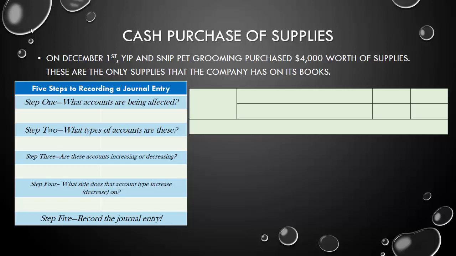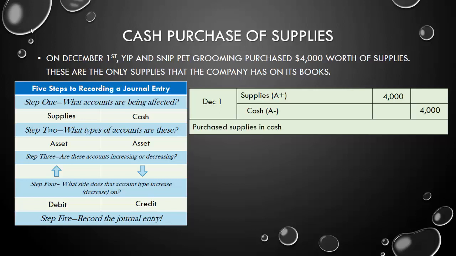What are we buying? How are we paying for it? Well, we're buying supplies and we are paying in cash. Both of these accounts are assets. Supplies on our books is going to be increasing because we're purchasing more supplies, and since we're paying in cash, our bank account is going to be going down. And assets always increase on the debit side and decrease on the credit side. So the journal entry to record this cash purchase of supplies is going to be a debit to supplies for the amount that we paid for the supplies, which is $4,000, and a credit to cash for that same amount.